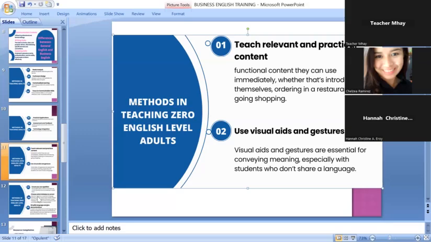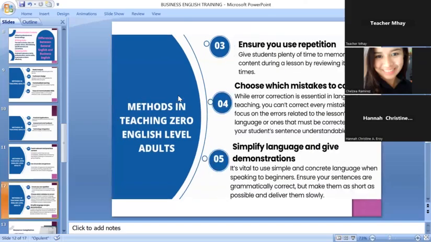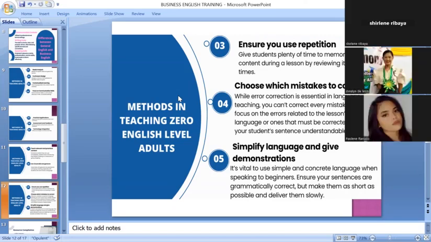Okay, the next step is this one. Wait, I cannot see my screen. So for number three, we need to ensure to use repetition. I know most teachers use this, but why is it important to use repetition? Who wants to share your idea on why it is very important, or your experience, how it is effective in teaching zero English level?